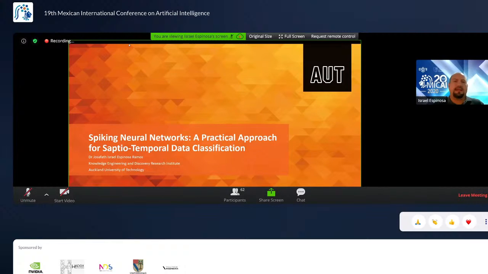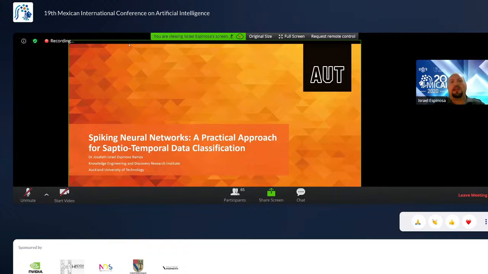The title of this tutorial is "Spiky Neural Networks: A Practical Approach for Spatio-temporal Data Classification." Usually, artificial neural networks are used for solving classification or prediction problems. In most cases, what we use is static data, which describes the features of the data. For example, the classical one is the iris data set, that shows 4 features of the iris plant, and then we try to solve this 3 class problem using artificial neural networks.